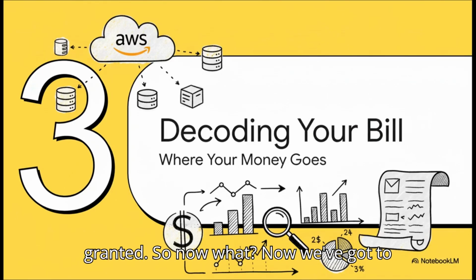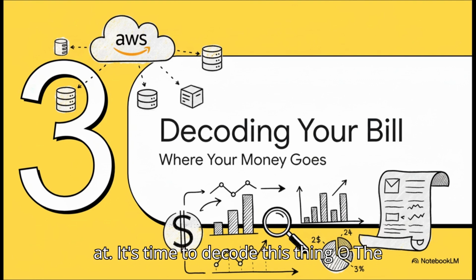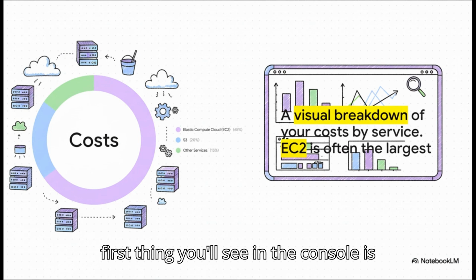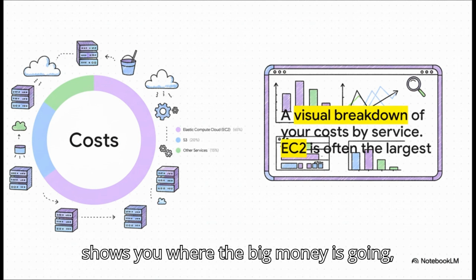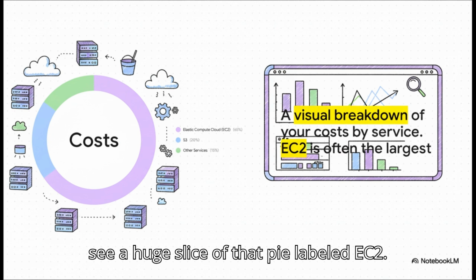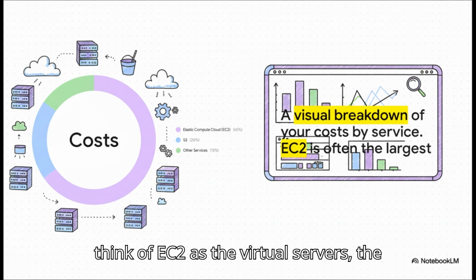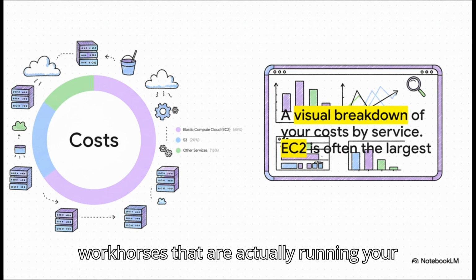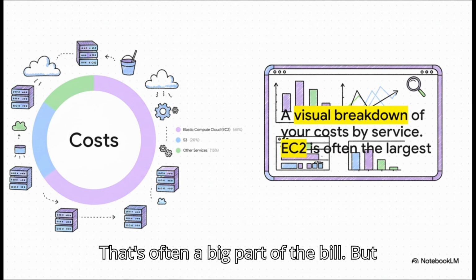All right, access granted. So, now what? Now we've got to figure out what we're actually looking at. It's time to decode this thing. The first thing you'll see in the console is this awesome visual breakdown of your costs, service by service. It immediately shows you where the big money is going. And a lot of the time, you're going to see a huge slice of that pie labeled EC2, which is Elastic Compute Cloud. Just think of EC2 as the virtual servers, the workhorses that are actually running your stuff. So yeah, it makes total sense that it's often a big part of the bill.